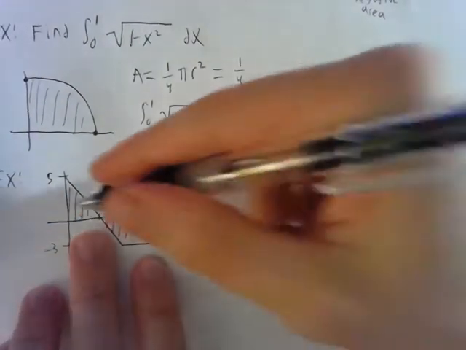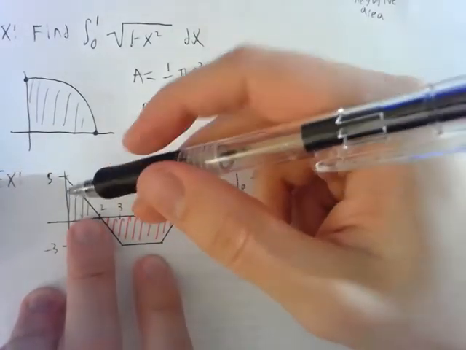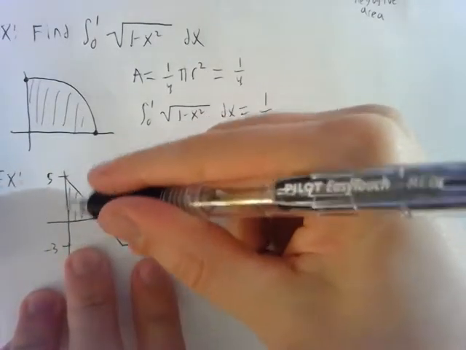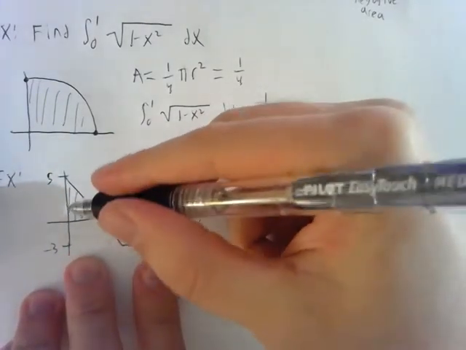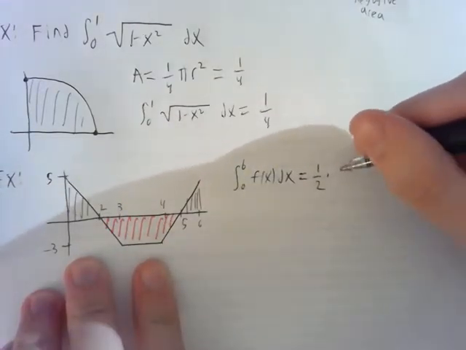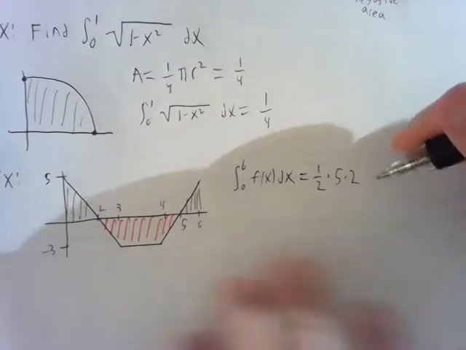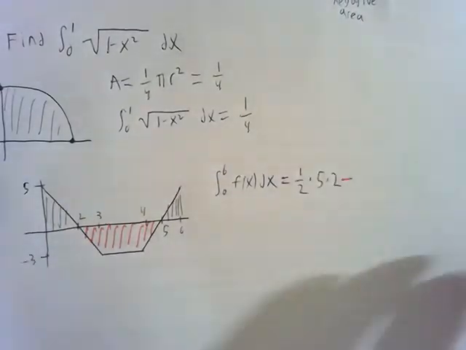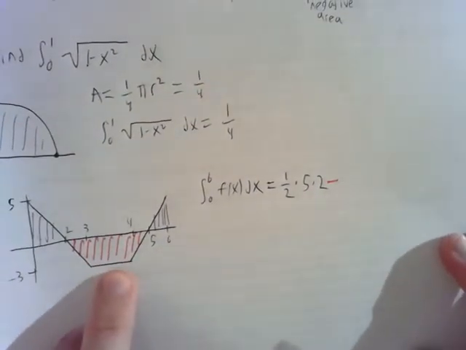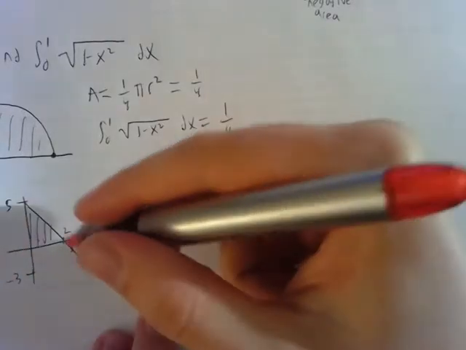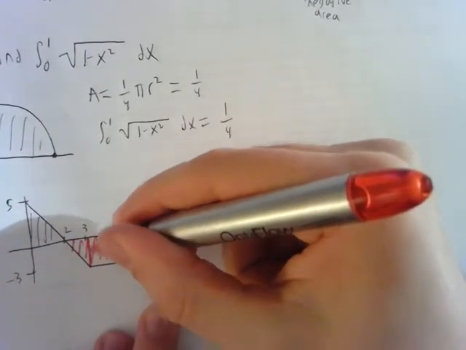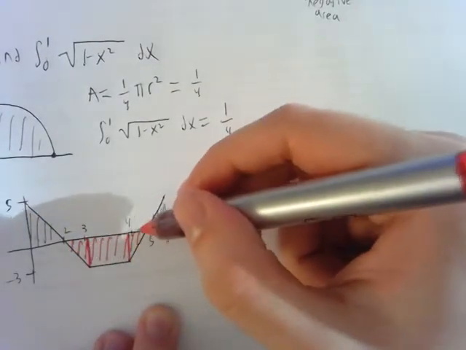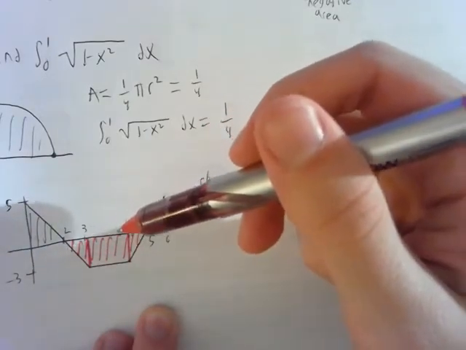So how can we estimate this? We first find the area of this triangle here. So the area of a triangle is 1/2 base times height. So we have the base has a length of 2, the height is 5. So we have 1/2 times 5 times 2. Then we have to subtract the area of this trapezoid. How can we do that? Well, we can break this up into 3 pieces.